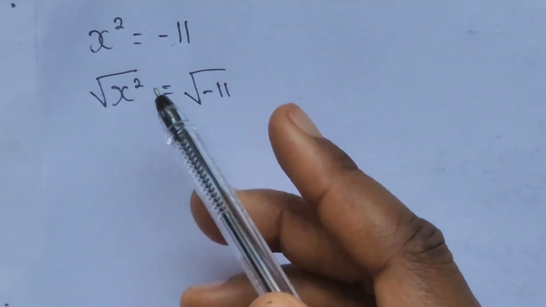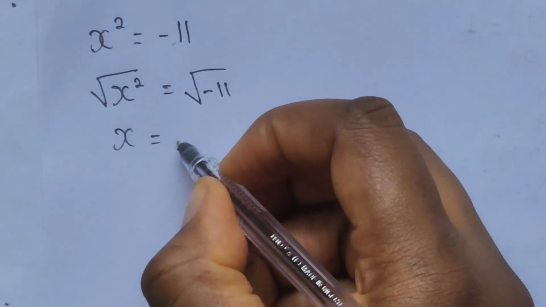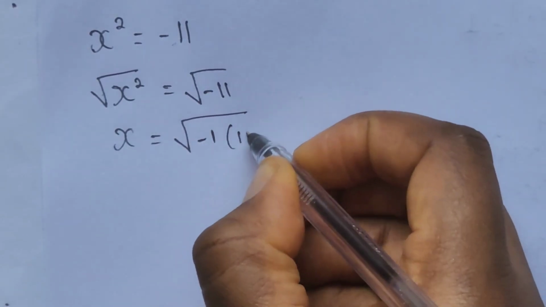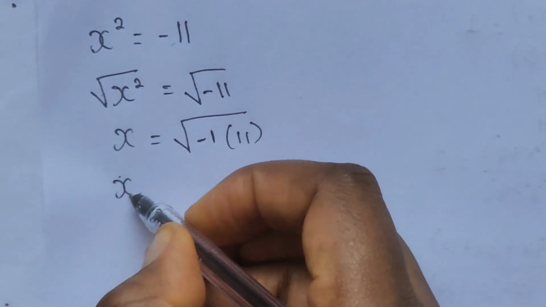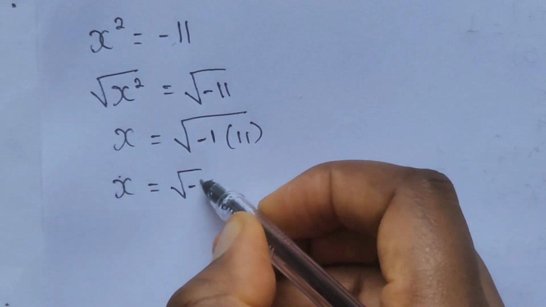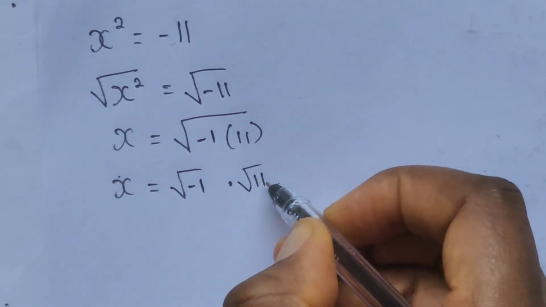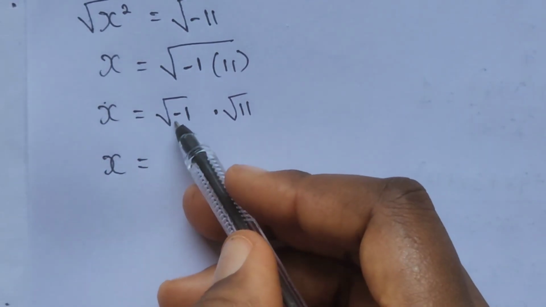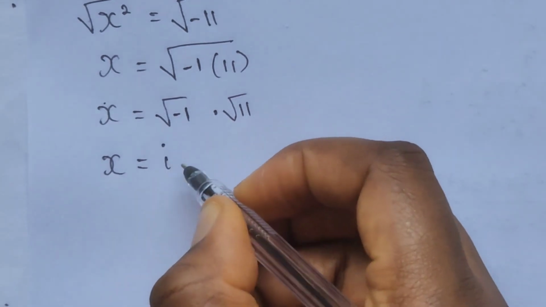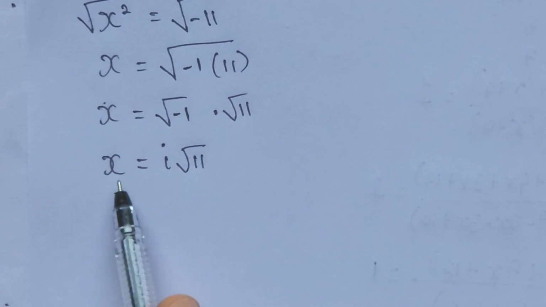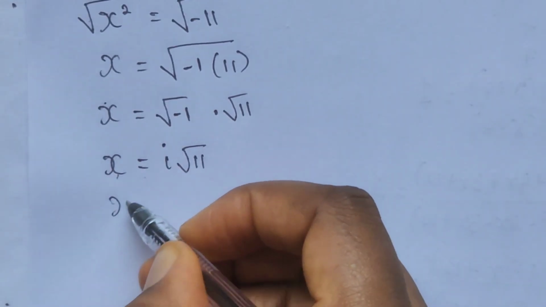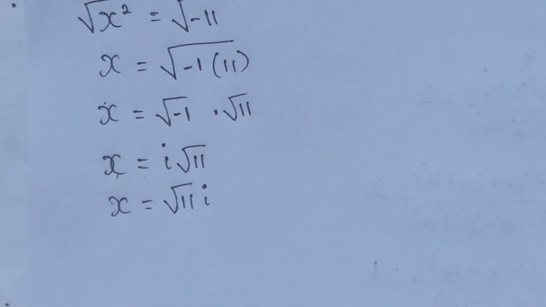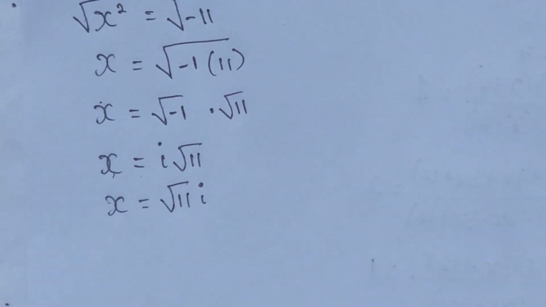So this square root sign cancels out the 2. We have x to be equal to the square root of minus 11, which is the same as minus 1 times 11. So we have that x is equal to the square root of minus 1 times the square root of 11. The square root of minus 1 is i, and we have root 11. So our x is equal to root 11i. So this is a complex number, so we'll be verifying with the first one.